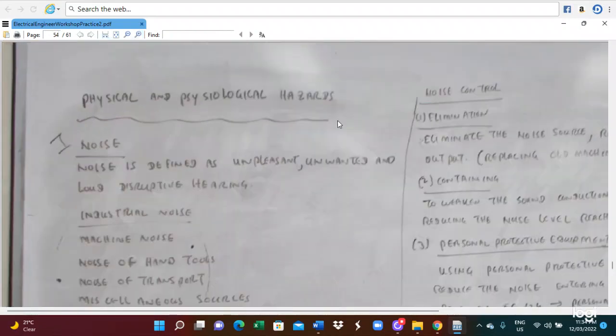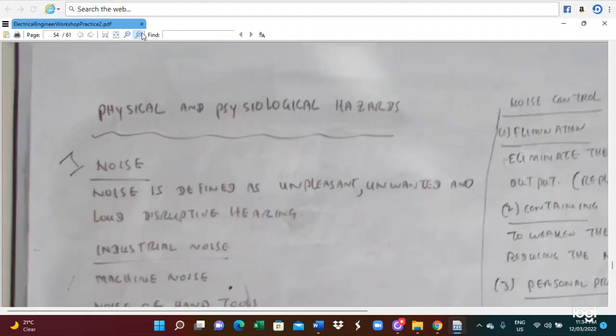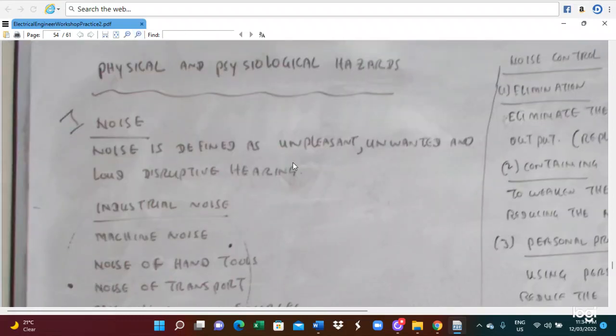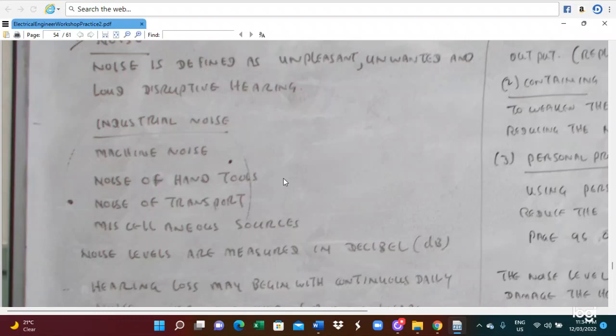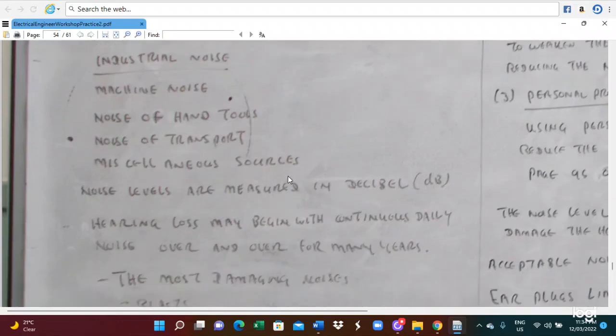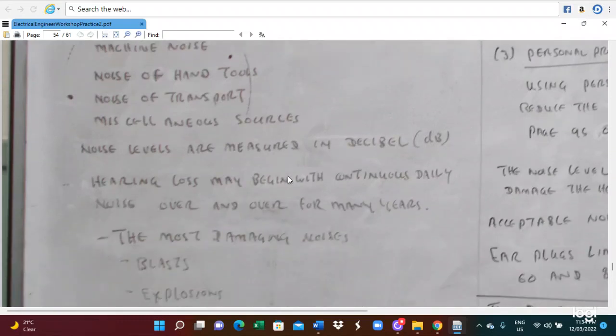So the next one is the physical and the psychological hazards in the workplace. Noise is defined as an unpleasant, unwanted sound. Industrial noise includes machine noise, noise from hand tools, noise from transport, and different kinds of noise sources. So the noise sources are producing the noise.